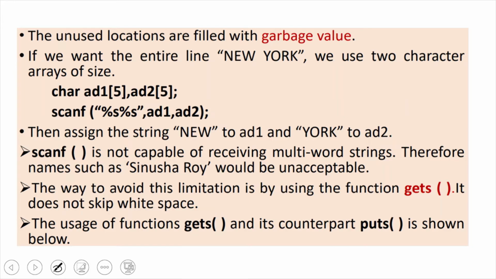So instead of that, you could read two strings, New and York, input it to two strings and then concatenate it. So a good method to avoid this limitation will be to use gets, which we have studied in module 2, which does not skip the white space.